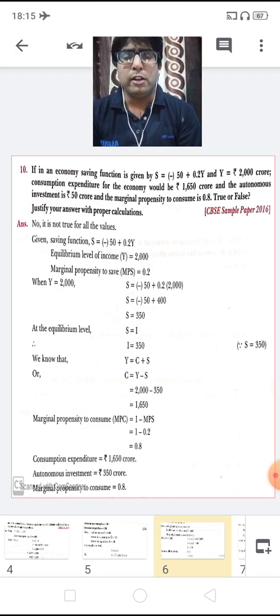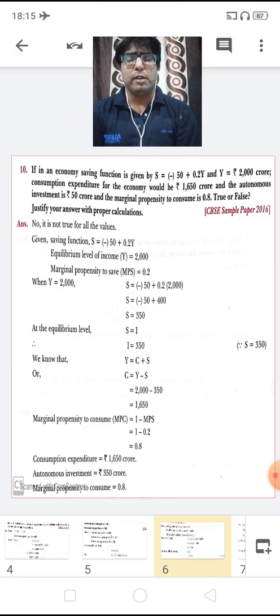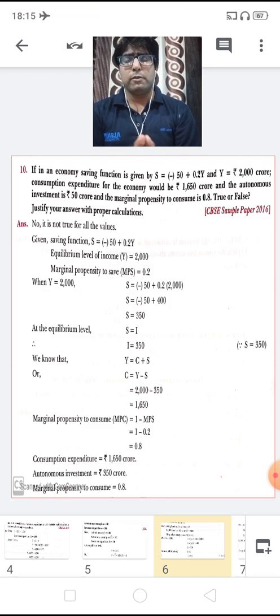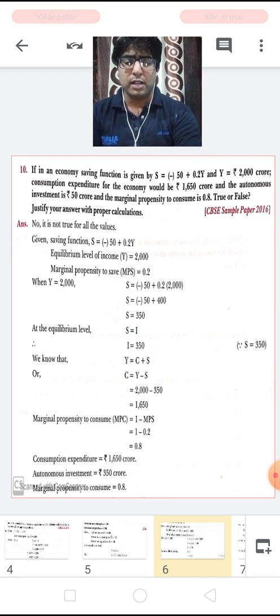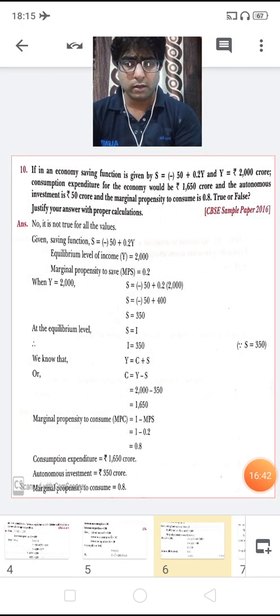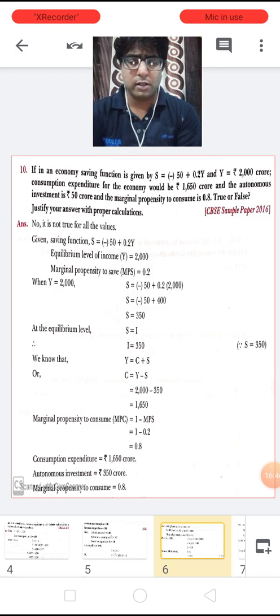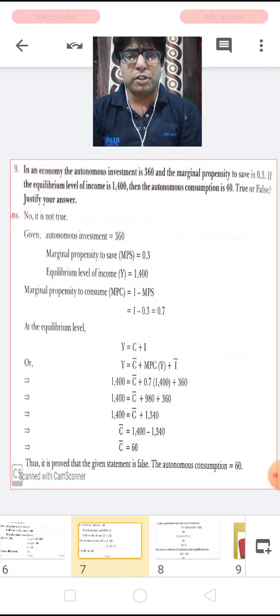values. The value of consumption expenditure as well as the value of marginal propensity to consume is right, whereas the value of autonomous investment is wrong. It is 350 instead of 50 crores only. So this is the way how this question has to be solved. Now move on to the next question, children. One more question we are taking now.